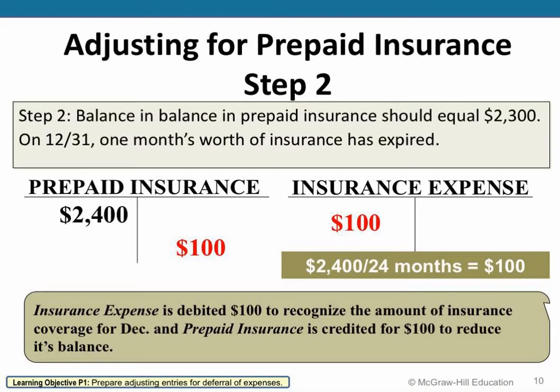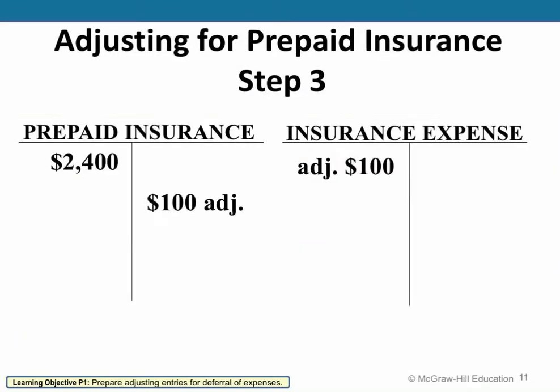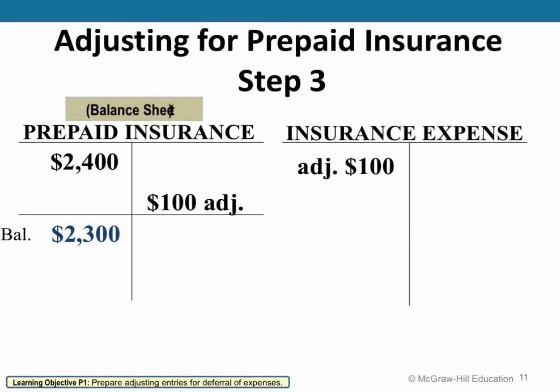And then we'll credit some of that asset, to where the prepaid insurance, instead of being a net amount of $2,400, would be a net amount of $2,300. So the ending balance after that first month for prepaid insurance is going to be $2,300 as it gets used. And on the income statement, we're going to see that $100 expense.